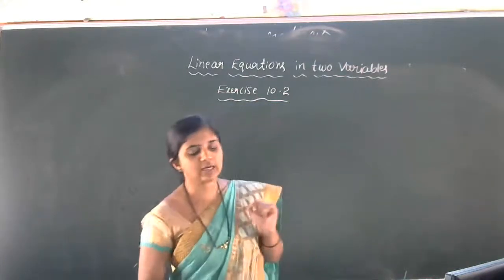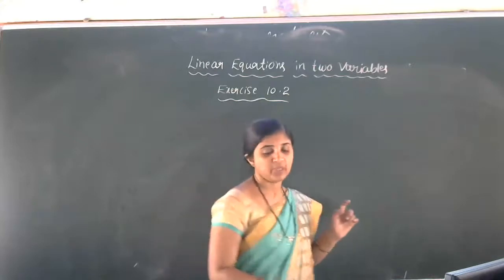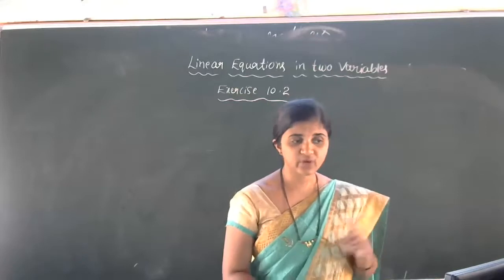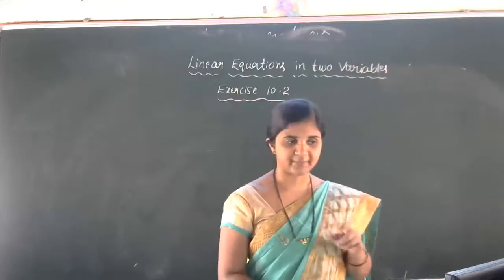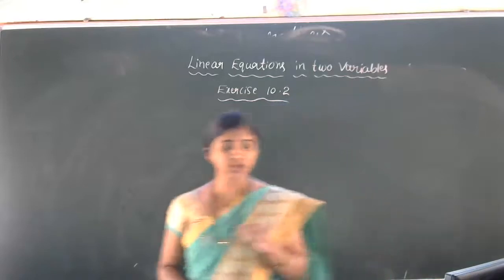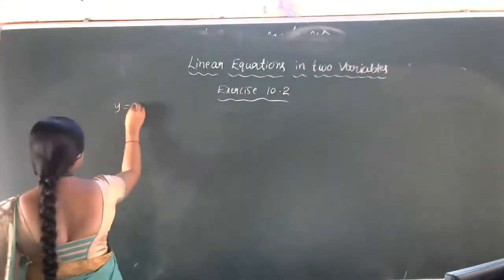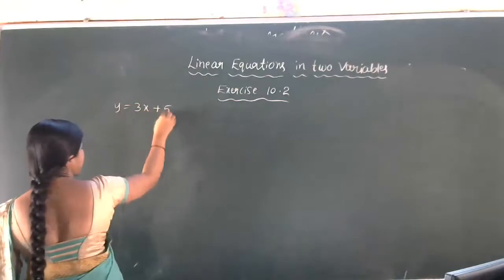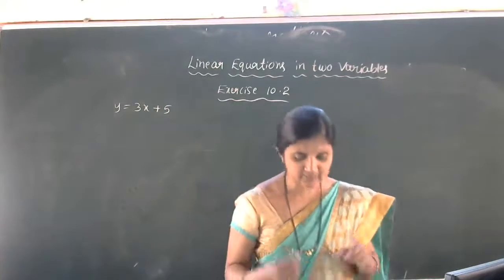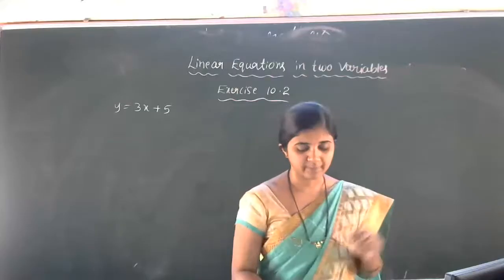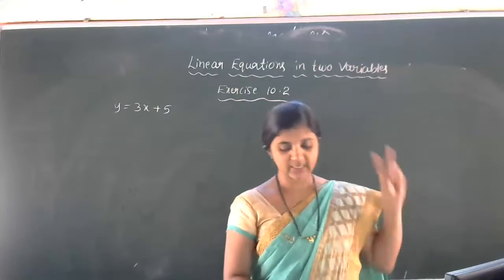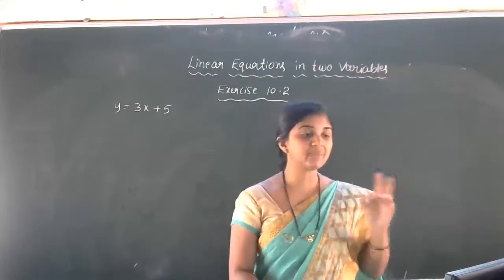Now let us concentrate on the first question. Which one of the following options is true and why? This is a multiple choice question. The equation y is equal to 3x plus 5 has: first option, a unique solution; second option, only two solutions; third option, infinitely many solutions.